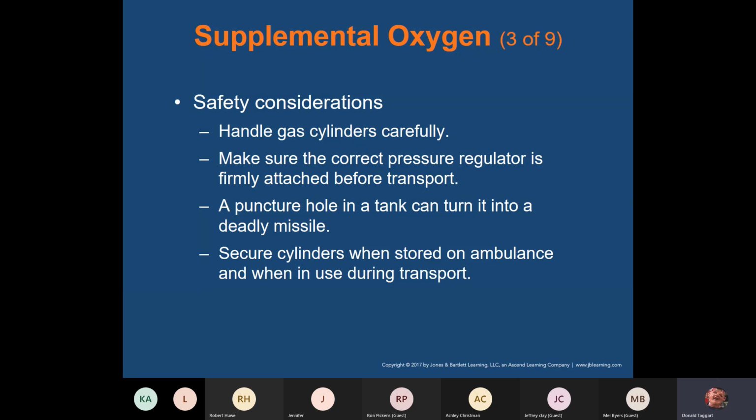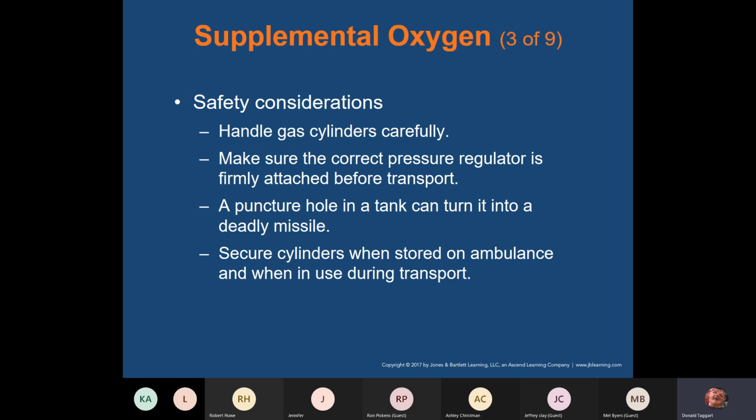I don't know if it's an old wives' tale or what, but these things have 2,000, 2,200 PSI in them when they come full. So imagine that drops and that valve at the end gets knocked off. In theory, you could have a little rocket shooting around. So you want to be really careful not to drop them, not to bang on the valves.